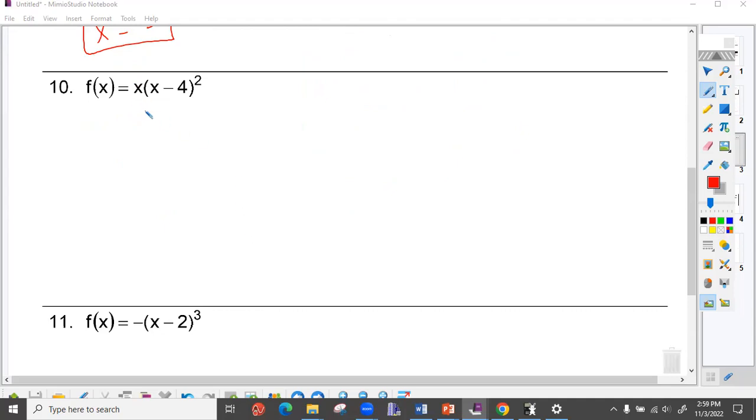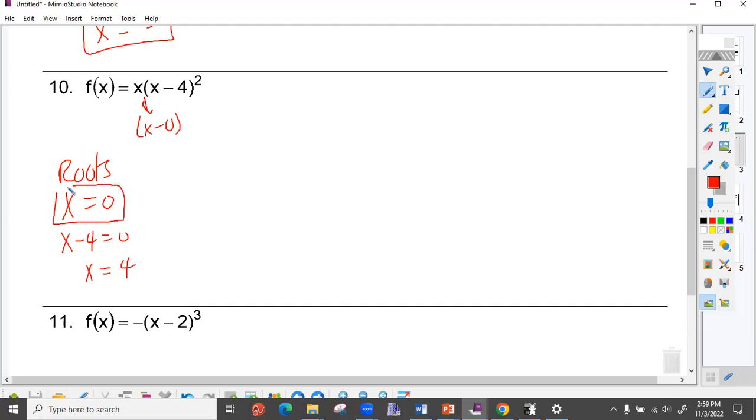Here we go. So when you have x on the outside, that's basically saying that you have x minus 0, right? That x on the outside. So therefore, your roots should have been x equals 0. And x minus 4 equals 0 means x equals 4. You had to find your roots. That's what I was asking.